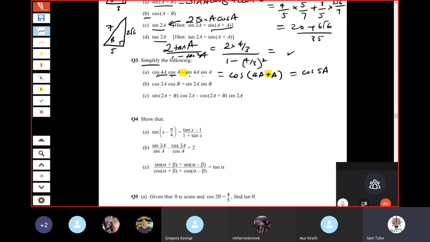Same thing with the next one, cos, sine. So the answer obviously is going to be cos 2A minus B, since there's a plus. And cosine, which means it's sine 2A plus B, minus, with sine the negative sign doesn't change. So 2A plus B minus and then 2A.